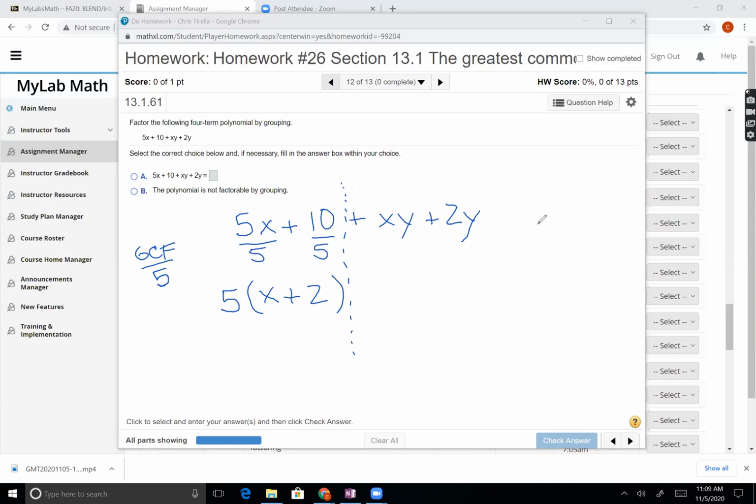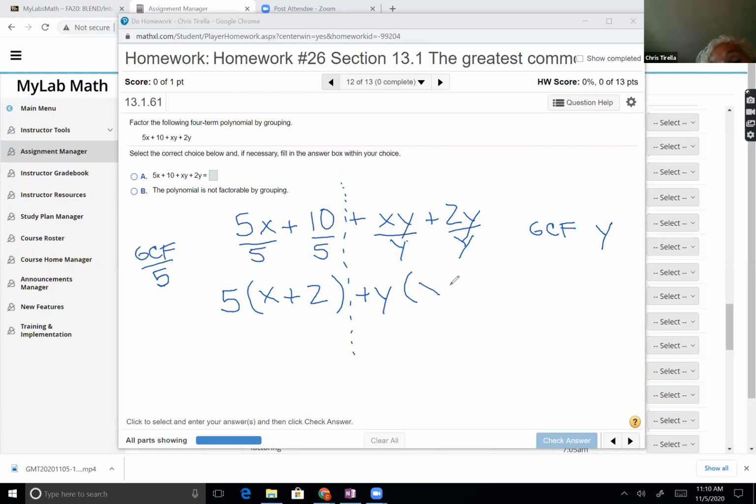Then when I look at the back I have xy and 2y. Does everybody see that they both have a common factor of y? They're both positive. So I'll take out a positive y. And to find the other factor, I'm going to divide by y. And won't that leave me also with x plus 2?